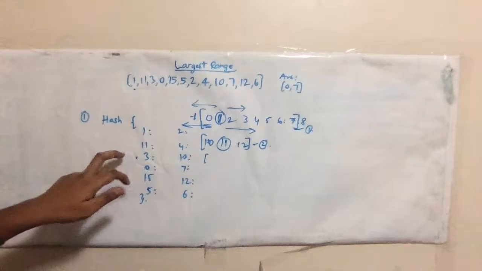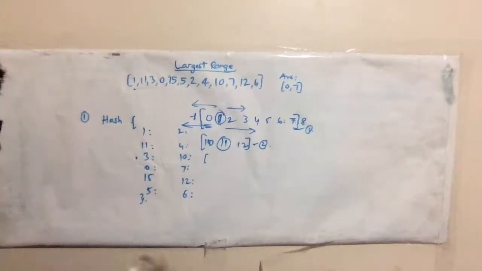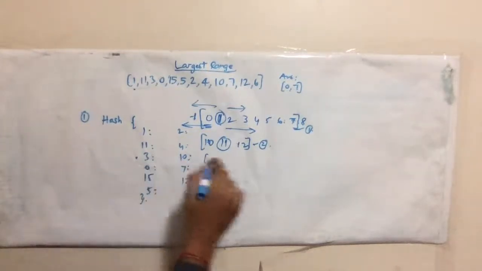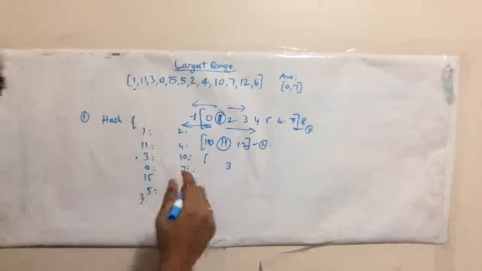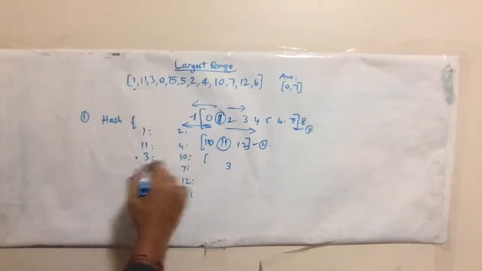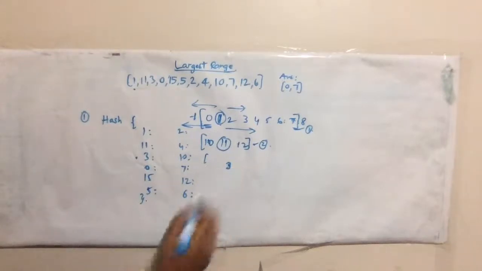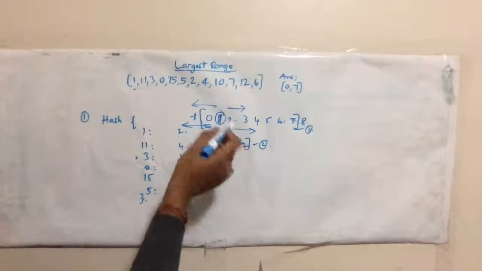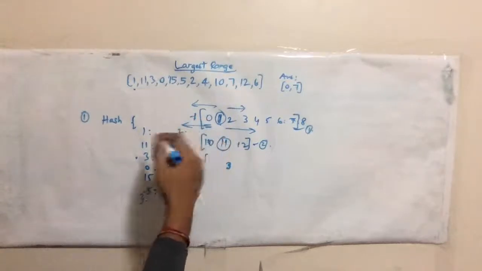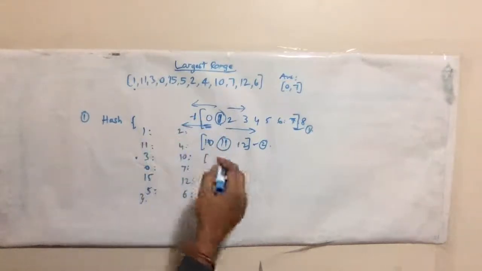So 3, the number 3 is there. Okay, so we will take 3. This is a little bit important; we need to concentrate here. So 3 is there. And similarly, as you go, we check whether there are any left elements or right elements.